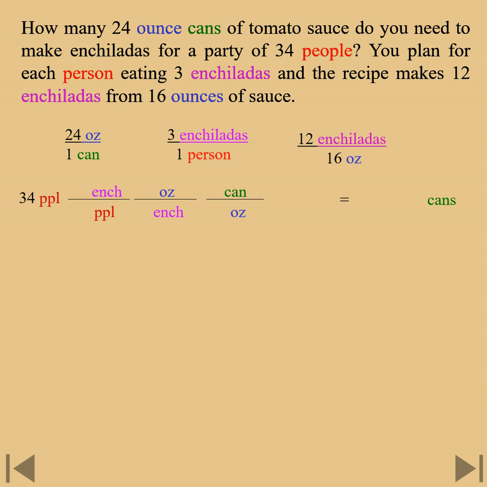Again, pulling out those conversion factors and putting them right there where you can see them can sometimes make this a whole lot easier. Now for the numbers, and it also tells you for sure where the numbers are. 3 enchiladas per person, 16 ounces of sauce per 12 enchiladas, and 1 can per 24 ounces of sauce. And that would then be 5.67 cans. Well, I don't know anywhere they sell 0.67 cans, so how many cans should I buy? 6. I want to make sure I have enough.